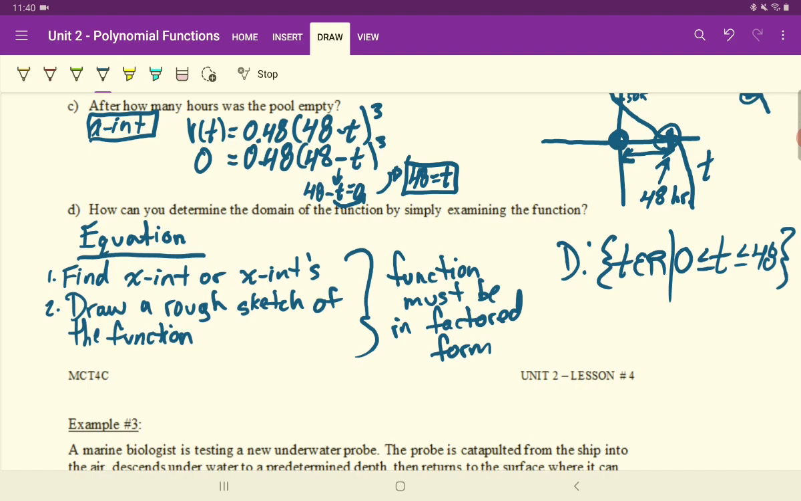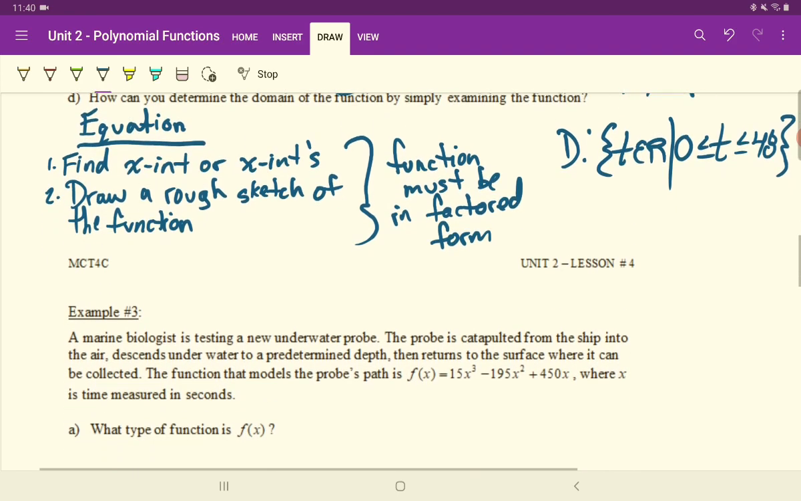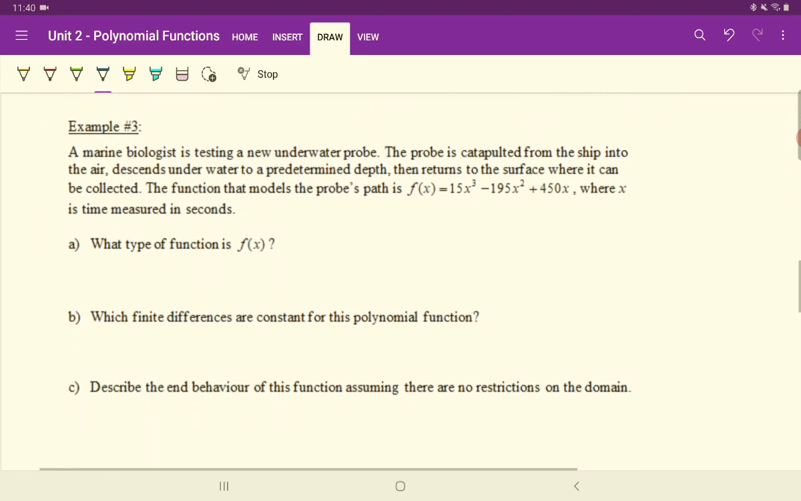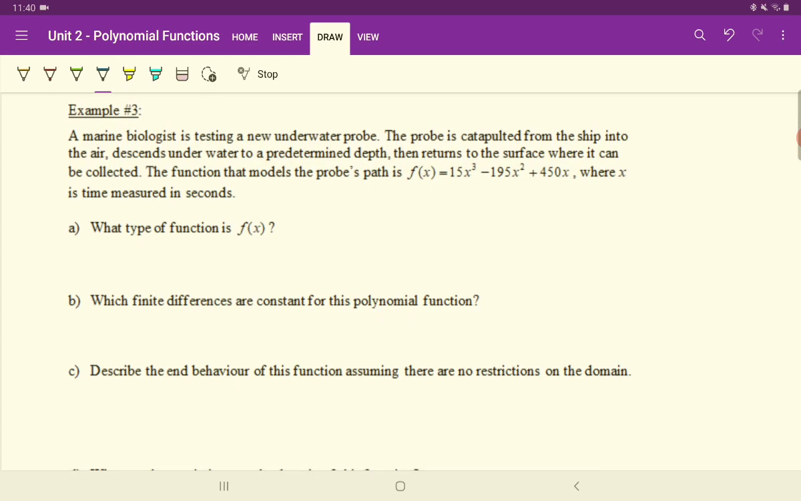Okay, moving on. So example 3. A marine biologist is testing a new underwater probe. The probe is catapulted from the ship into the air, descends underwater to a predetermined depth, then returns to the surface where it can be collected. The function that models the probe's path is there, where x is time measured in seconds.